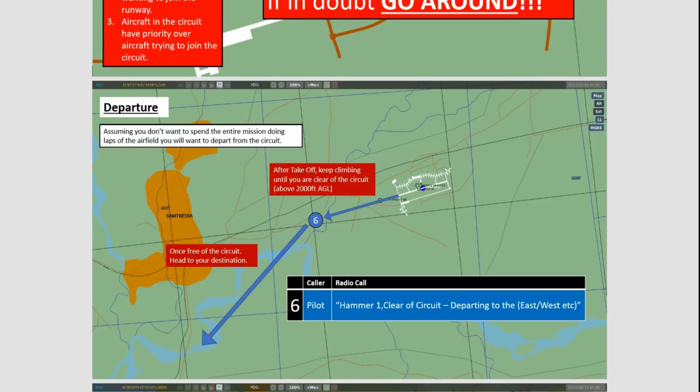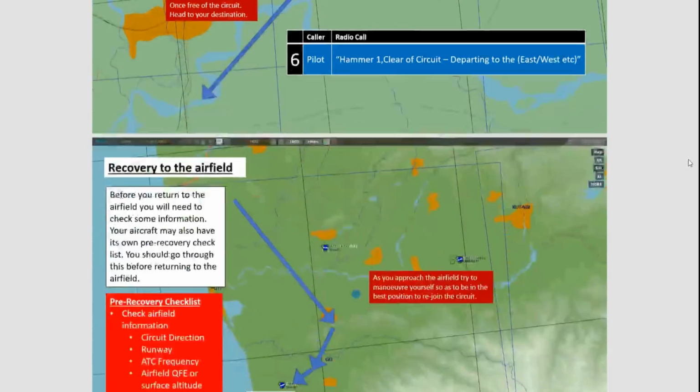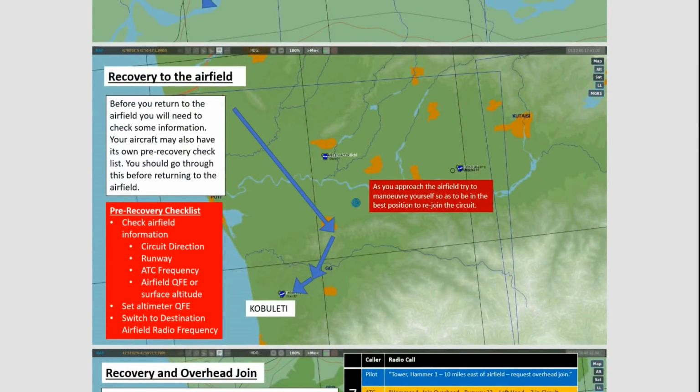So next we have recovery to the airfield. This gets a little bit more complicated, but you want to run through this quick pre-recovery checklist. All you're doing is just checking what the information is at the airfield. So what direction is the circuit? Should be left hand, but you may want to check. What's the active runway? What's the ATC frequency?